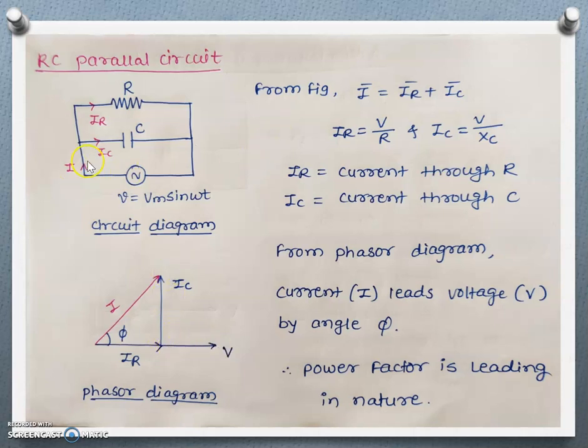And I is the total current, which is the phasor sum of IR plus IC, so joining these two points, we get the total current I. This is the total current I, and this is the angle phi. This is the phasor diagram for the RC parallel circuit. From this phasor diagram, we can conclude that the current I leads the voltage vector V by angle phi.